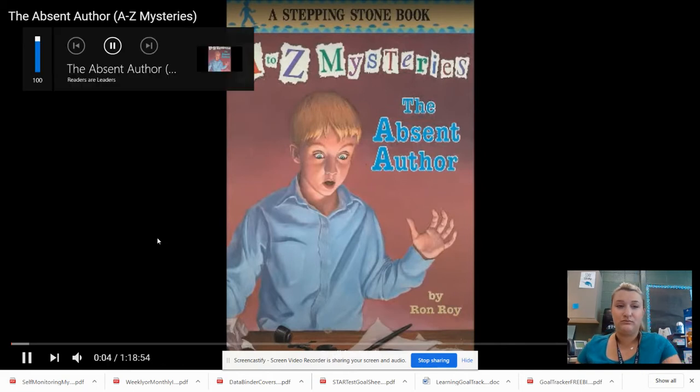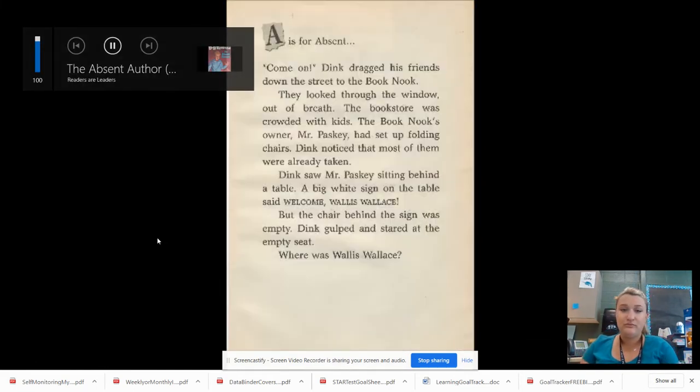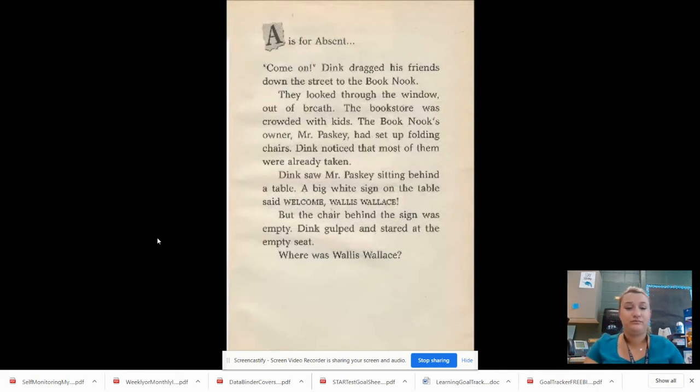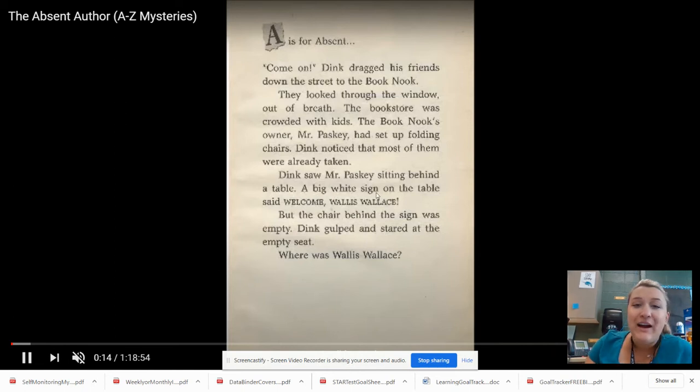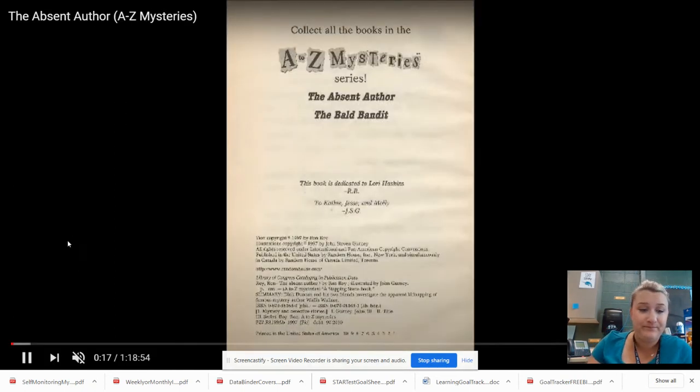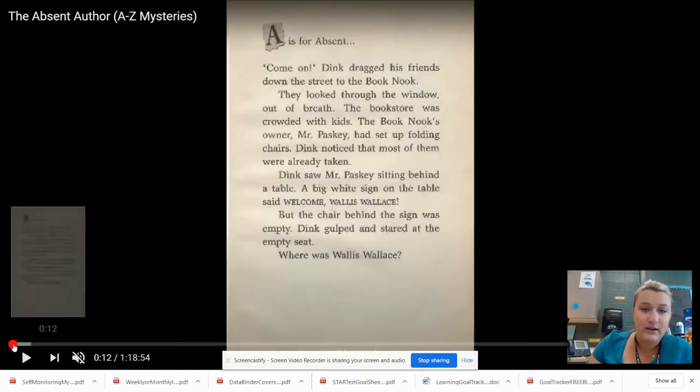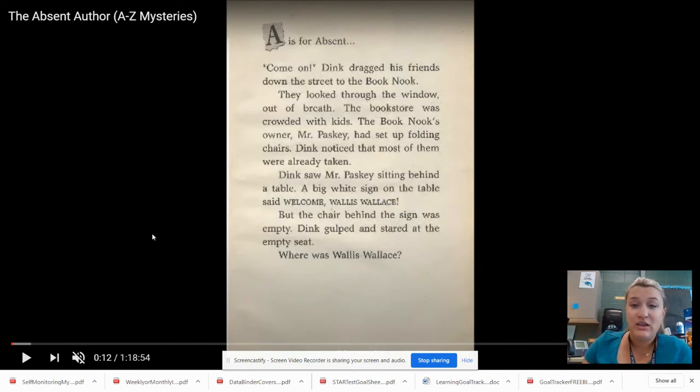The Absent Author. A is for absent. Come on, Dink dragged his friends down the street. They looked through the window, out of breath. The bookstore was crowded with kids. The Book Nook's owner, Mr. Paskey, had set up folding chairs. Dink noticed that most of them were already taken. Dink saw Mr. Paskey sitting behind a table. A big white sign on the table said, "Welcome, Wallace." But the chair behind the sign was empty. Dink gulped and stared at the empty seat. Where was Wallace?